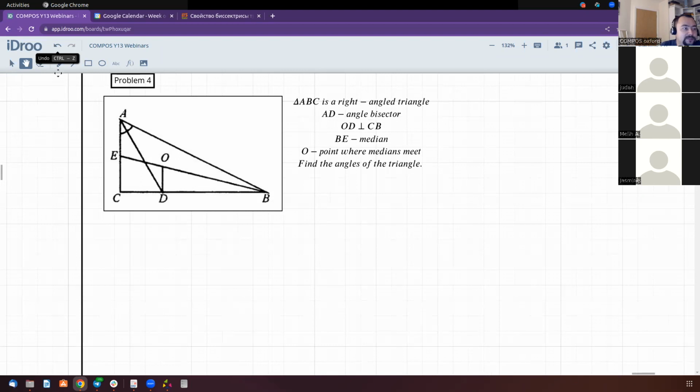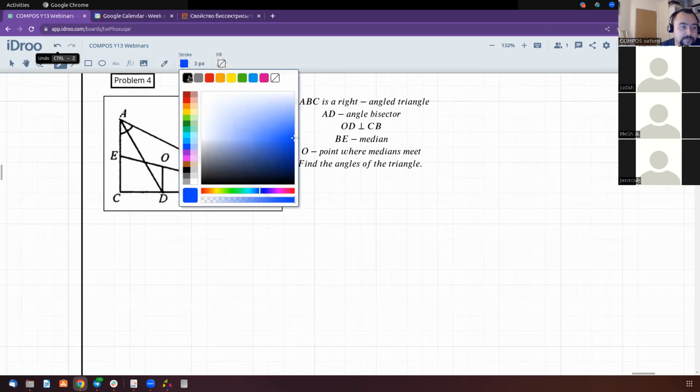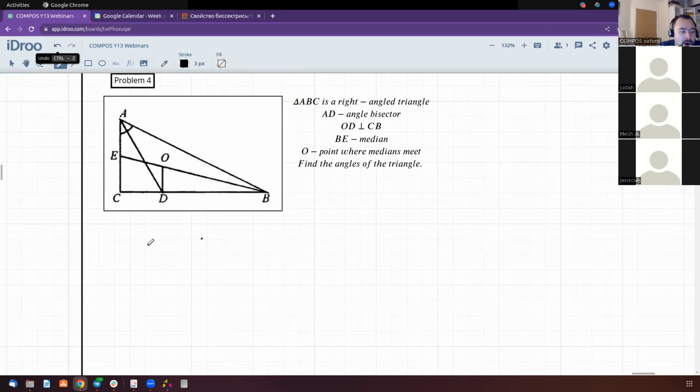So what do we have? We have a triangle. AD is the angle bisector, so this angle is equal to this angle. OD is perpendicular to CB. D is where the angle bisector meets, and O is the point where the medians meet.